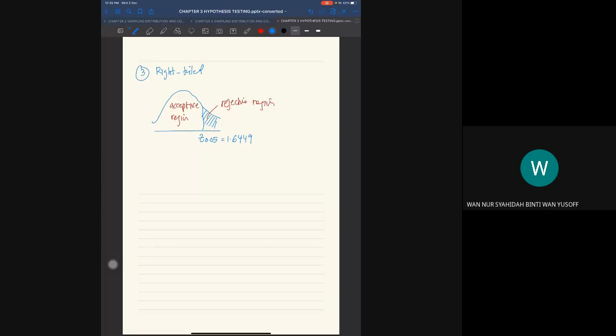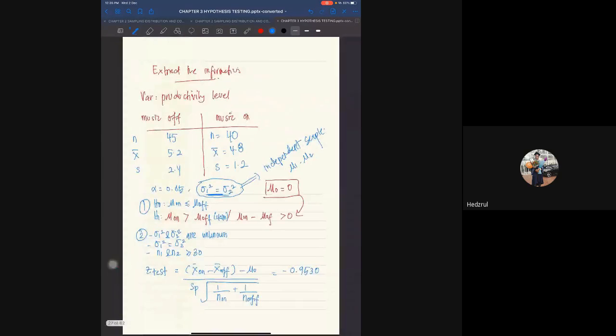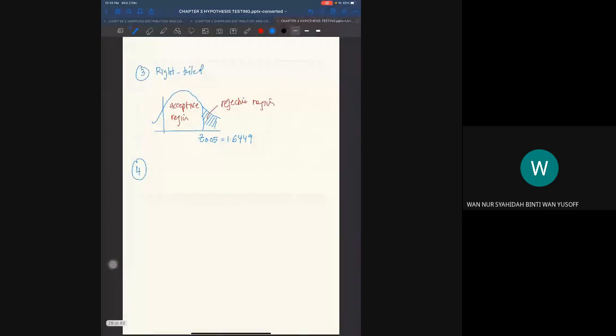Okay, so step 4. You can plot here where your Z test is in this figure. It should be in acceptance or rejection. Acceptance. So we have negative here, so it will be somewhere here, the Z test. Okay, so Z test less than Z 0.05, then do not reject H null.